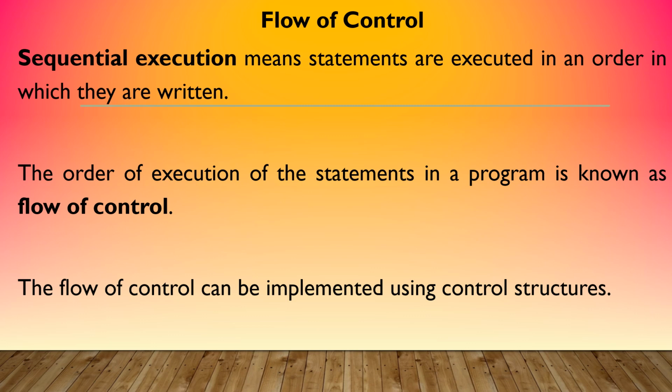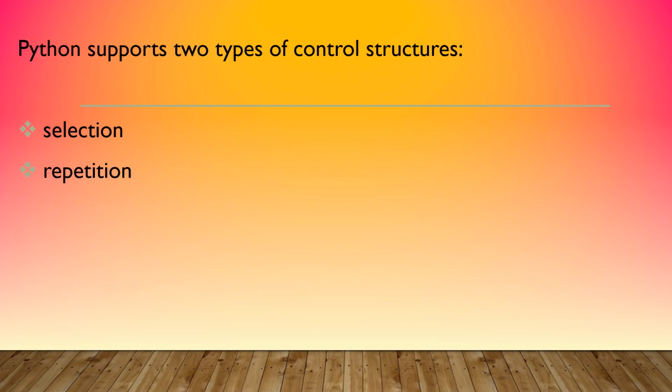The order of execution of the statements in a program is known as flow of control. The way the statements are executed in a program is known as flow of control. The flow of control can be implemented using control structures. Python supports two types of control structures: one is selection, another one is repetition.